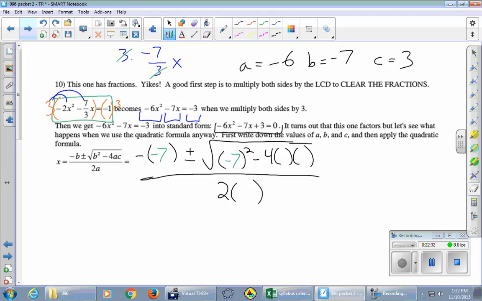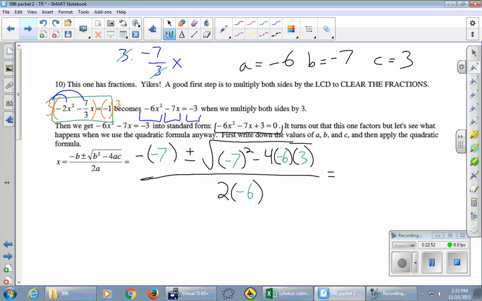Minus 4ac. A is negative 6. C is 3. 2a on the bottom, that becomes 2 times negative 6. Okay, equals. Let's do all our calculations here.